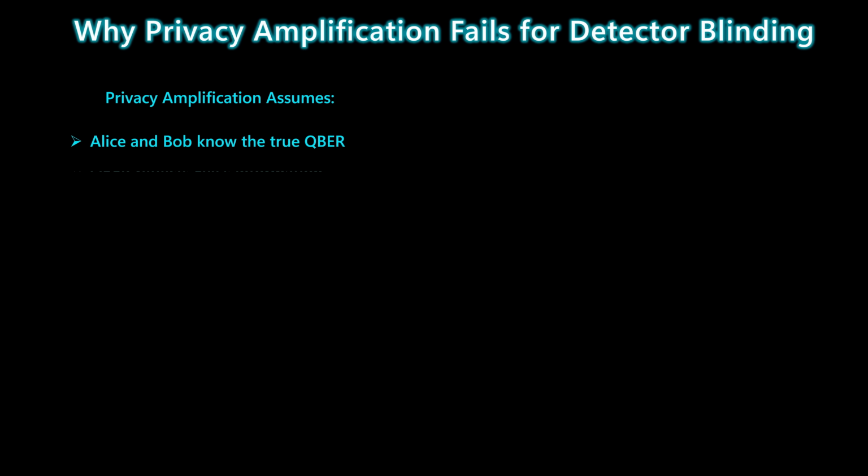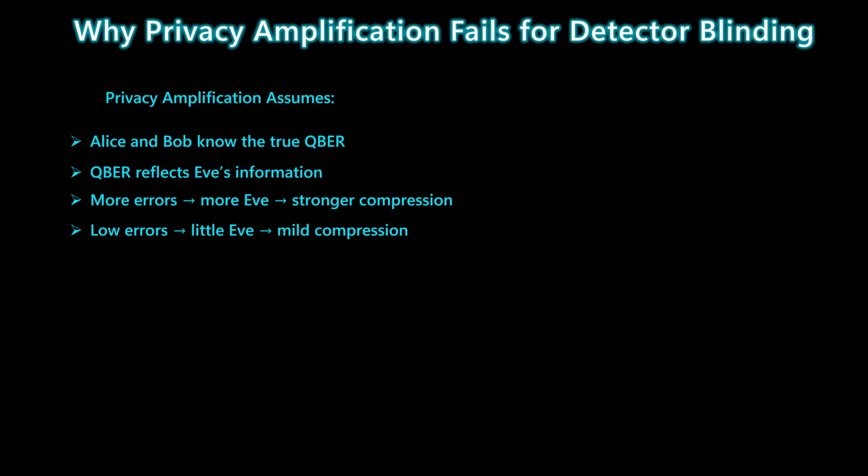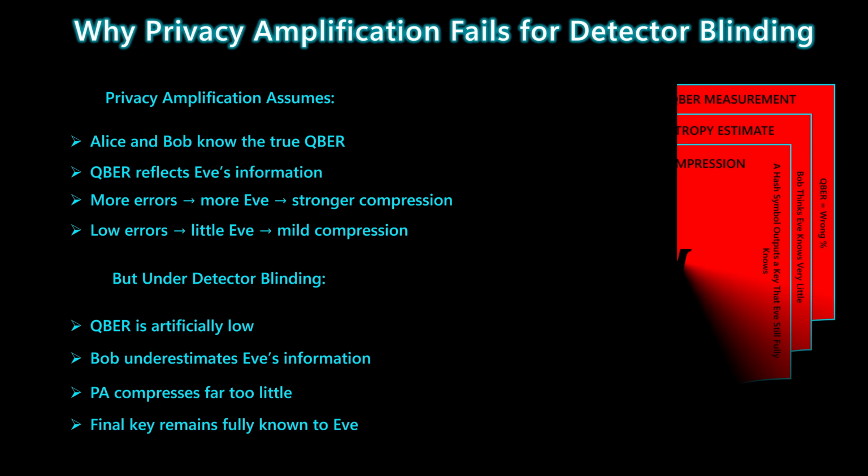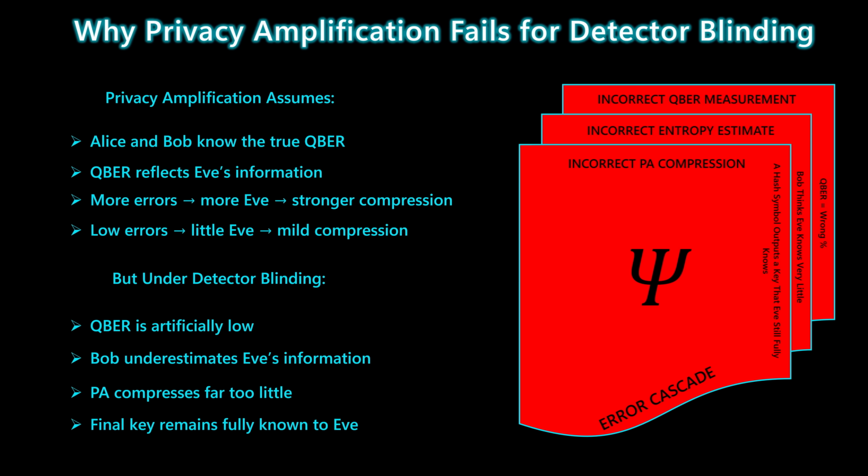Here is why privacy amplification fails in blinding attacks. Privacy amplification is only as strong as the information you feed into it. The protocol assumes that Alice and Bob know the true QBER, that QBER accurately reflects how much Eve has learned, and that the amount of compression in the final step should scale with the estimated level of eavesdropping. In a normal BB84 run, that logic works. More errors mean more Eve, so you compress harder. Fewer errors mean less Eve, so you keep more of the key.